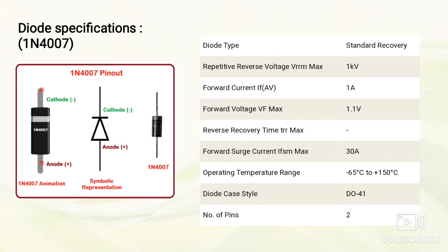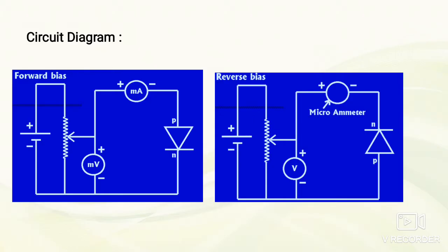The diode case style of this 1N4007 diode is diode outline number 41 and it has two pins, that is one is anode and one is cathode. These are the circuit diagrams we will be using in this experiment. This is a forward bias circuit diagram and this is reverse bias circuit diagram.